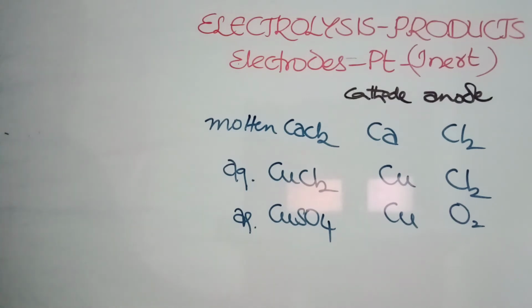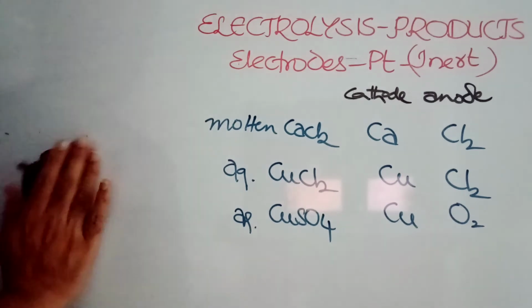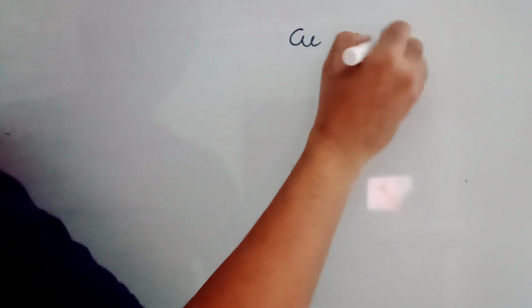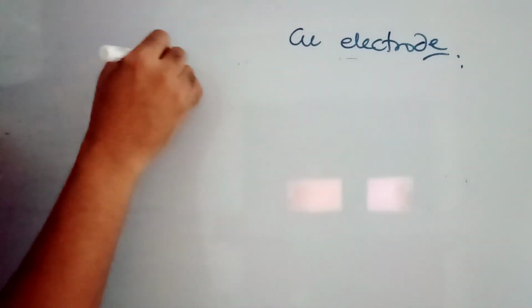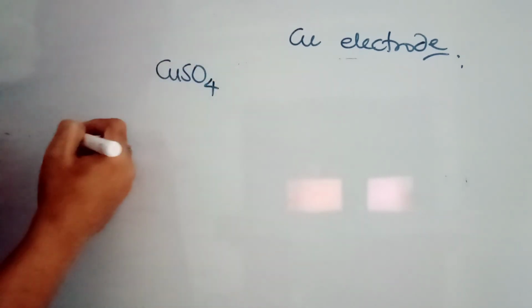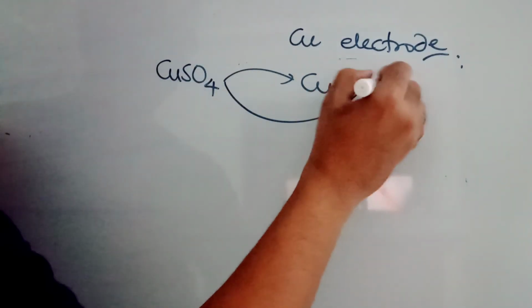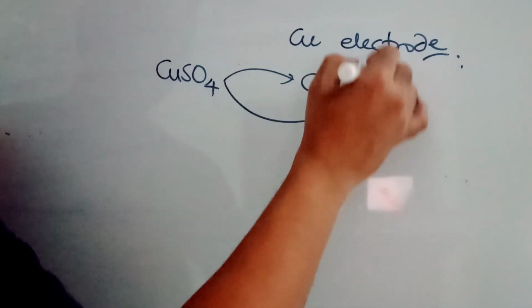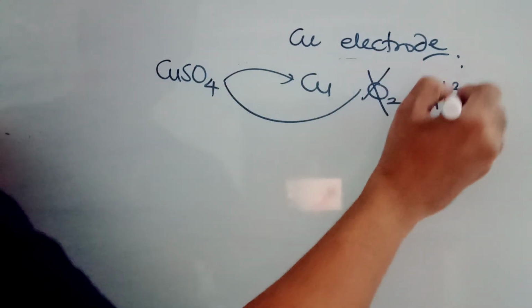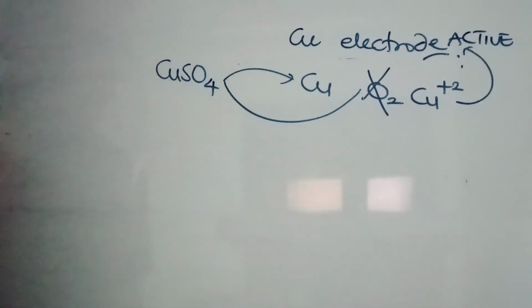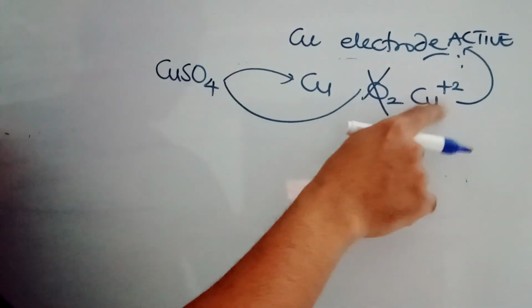But an interesting thing comes when you are using, for example, copper electrodes instead of these inert electrodes. If you are using copper electrode in case of copper chloride, or copper sulfate, whatever it is, at cathode you are expecting copper, at anode you are expecting O2 because sulfate is there, but instead of this you will be getting Cu plus 2 because this electrode is called active electrode. If you are using copper sulfate, you are expecting O2, but Cu plus 2 comes.